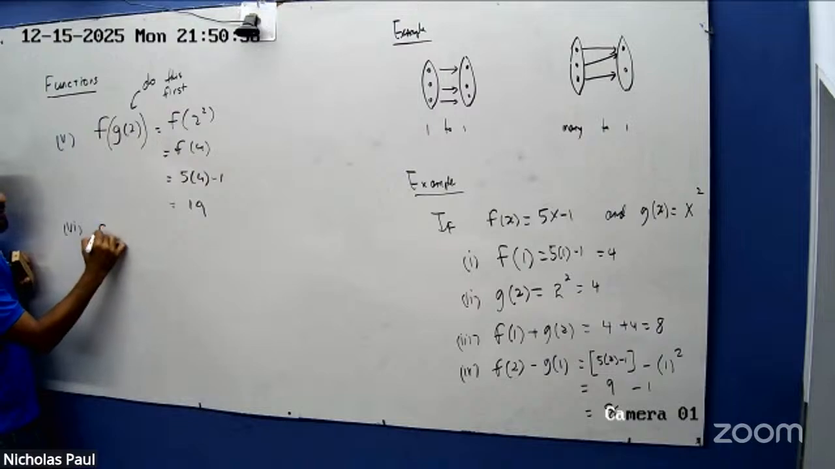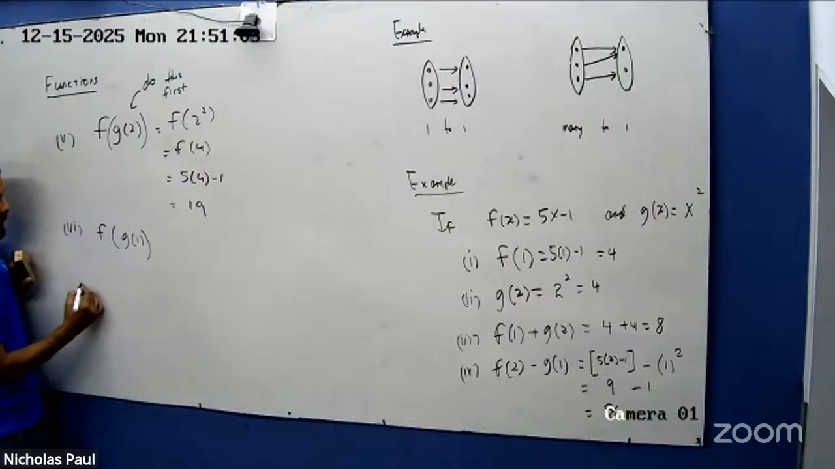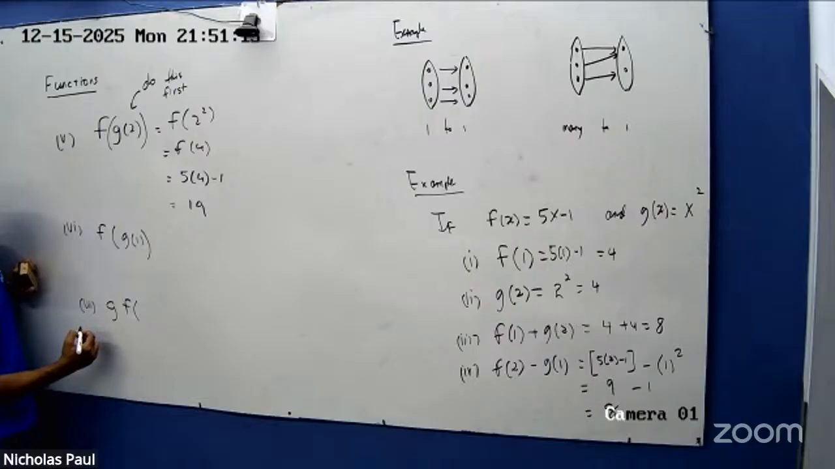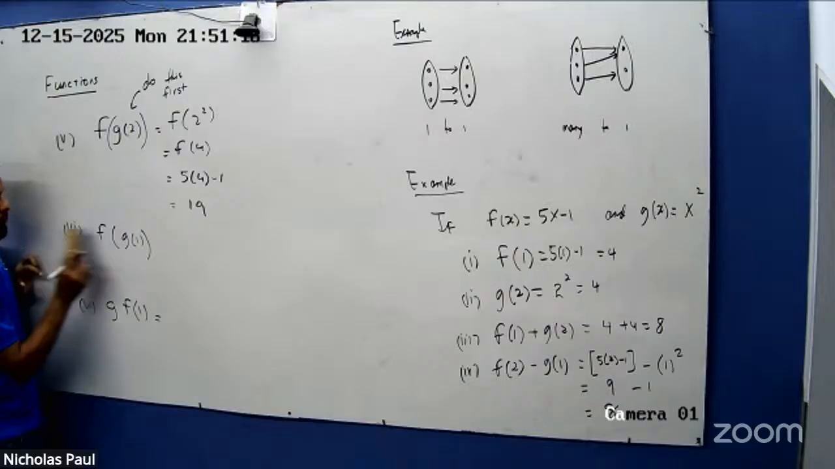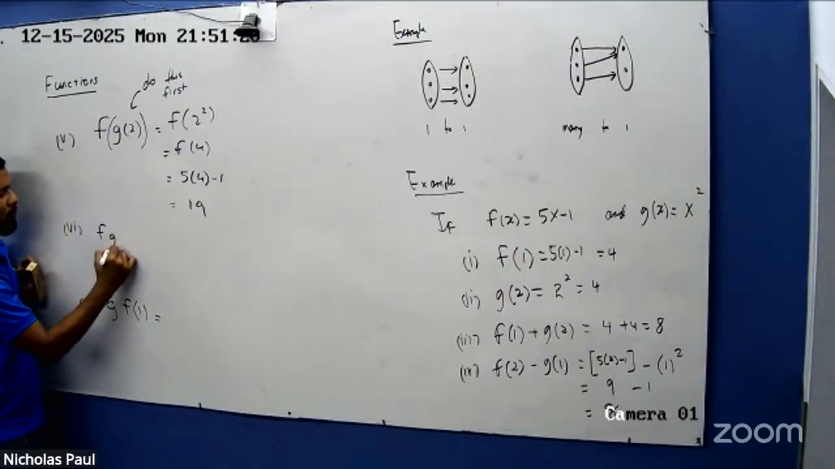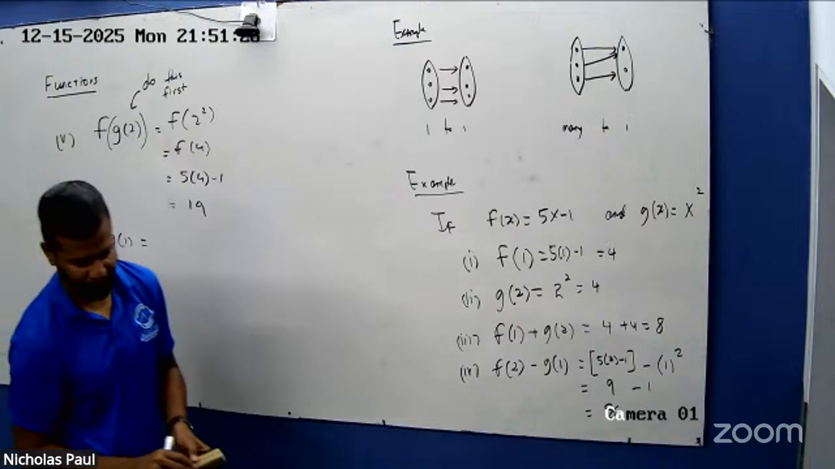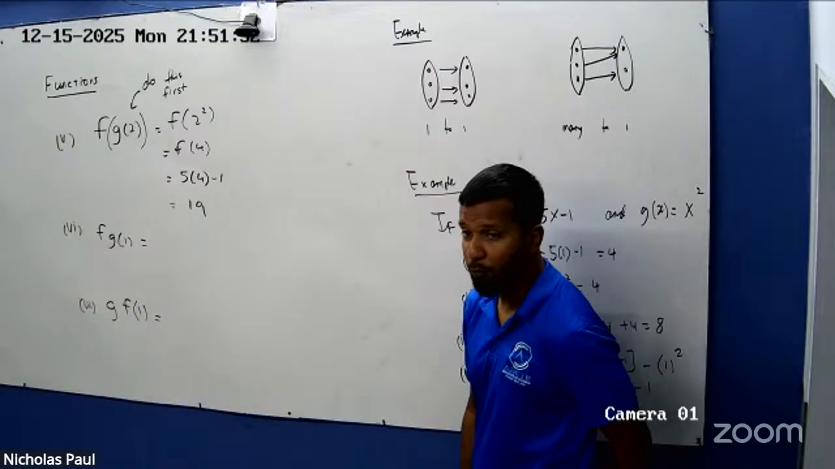I'm going to give you one to try. Try that, and then try the other way around. And we don't make it too big. Find those two. Same principle.